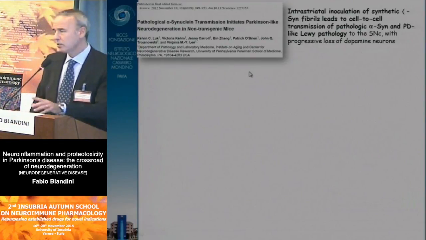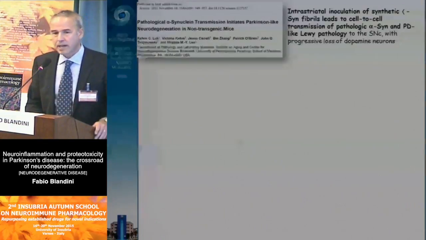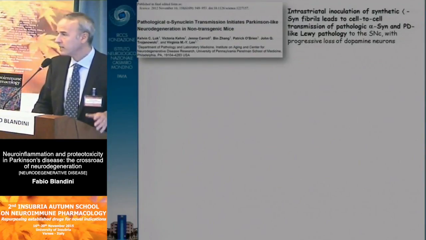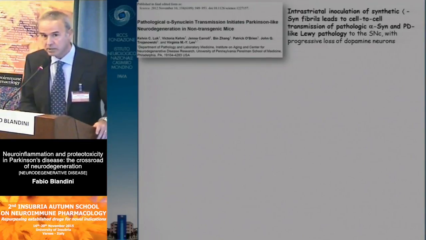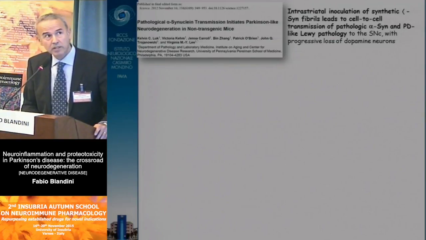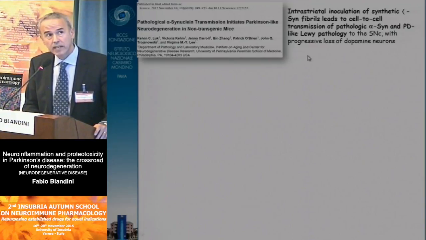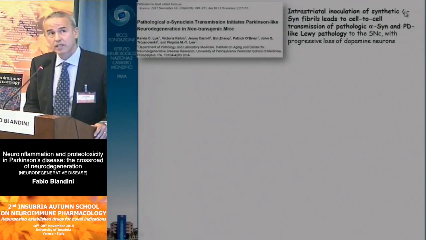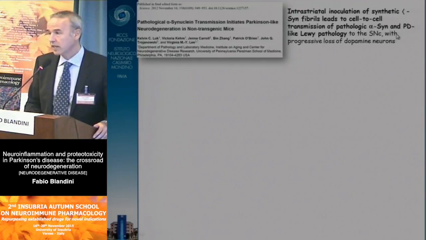I just picked two experimental papers demonstrating that this is actually true, and that the cell-to-cell transfer and travel of alpha-synuclein can occur in animal models of Parkinson's disease in particular. This is a quite famous study published in Science 3 years ago by the group of John Trojanowski and Virginia Lee, in which they demonstrated that intrastriatal inoculation of synthetic alpha-synuclein fibrils leads to cell-to-cell transmission of pathologic alpha-synuclein and the formation of Lewy bodies in the substantia nigra pars compacta.